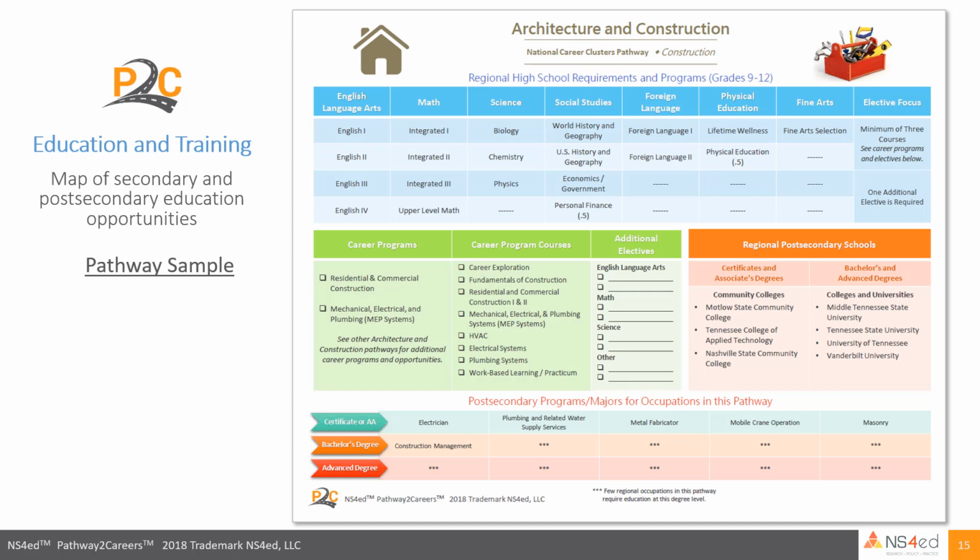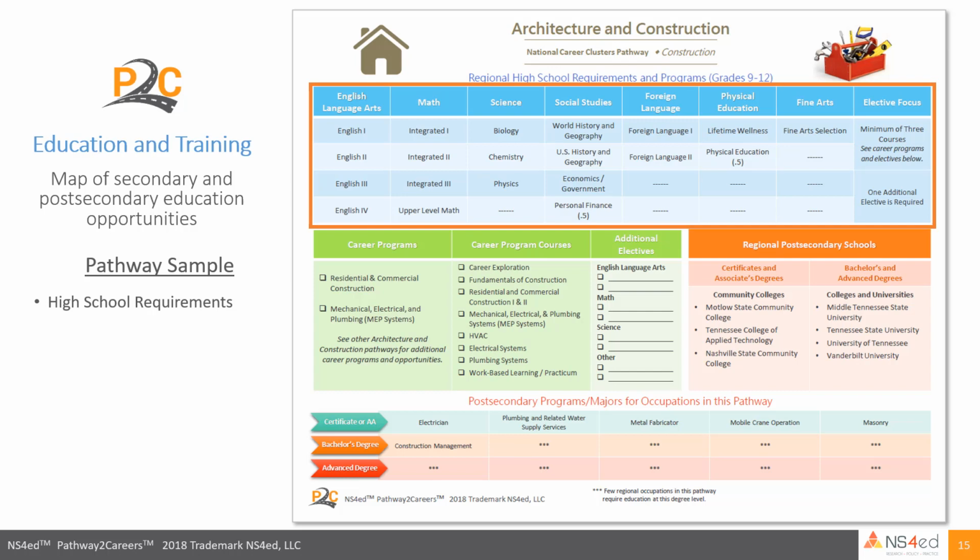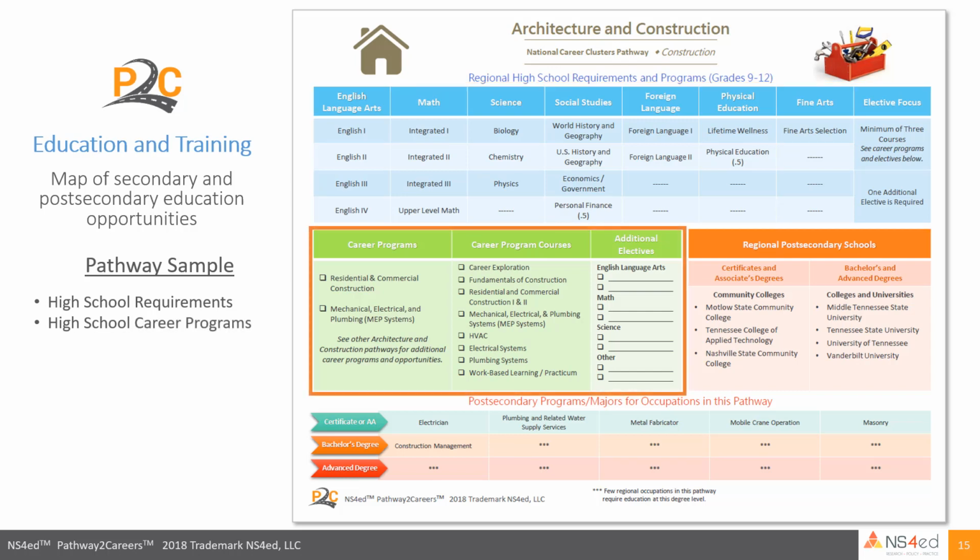The second page of the pathway outlines education and training opportunities that align with the occupations listed on the first page. This education page displays the general high school requirements that are specific to high schools in the region. In addition, the available high school career programs that most closely align with the pathway occupations are summarized, along with courses offered within these programs.